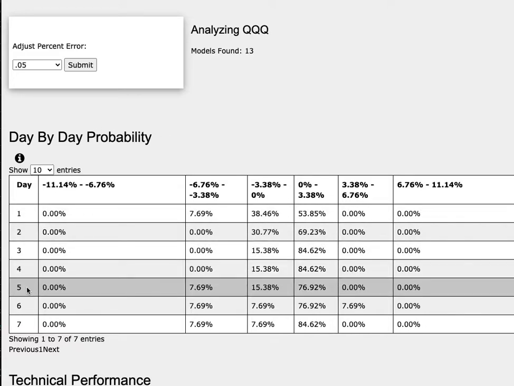As we progress to the 5th day or week of trading, QQQ has a 77% chance to climb between 0 to 3.4%. To the downside, it has a 15% chance to fall between 0 to negative 3.4% and an 8% chance to fall between negative 3.4 to negative 6.8%.